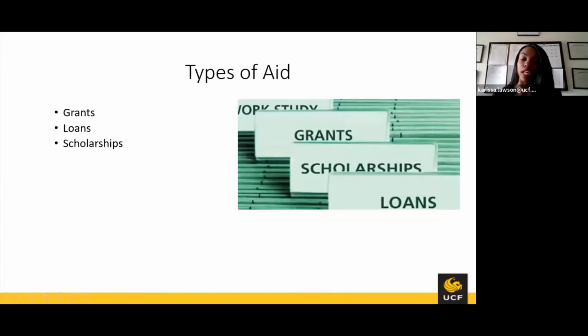Now, after you complete the FAFSA application, that's how financial aid will be determined for you. And there are 3 types of aid. There are grants, loans, and scholarships. And this aid will be based upon 4 categories. That's federal, state, institution, and private.